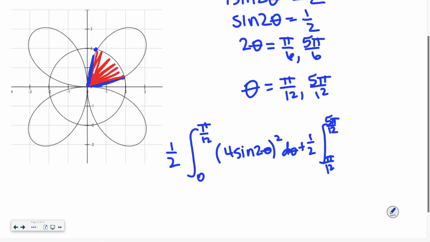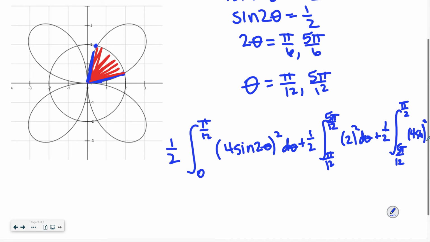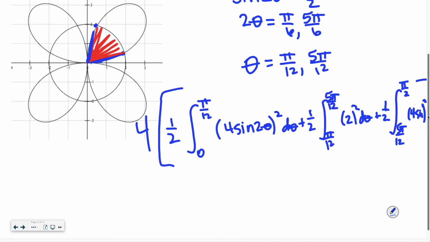Just 2. I know, that's gonna be a really hard antiderivative, so be careful. Plus, from 5 pi over 12 until pi over 2, we're back to this one. This is really tricky. All multiplied by 4. Alright, good setup, guys.